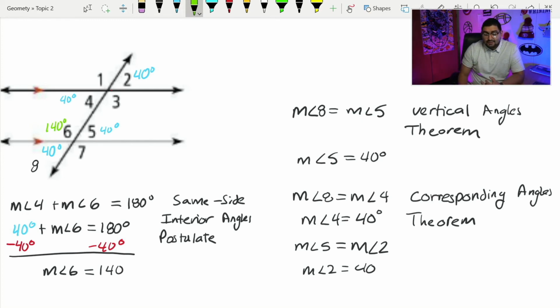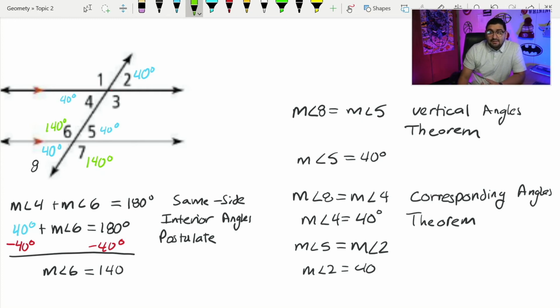And what you'll see is that angles 1, 3, 6, and 7 are actually all the same, and we can use the same reasons as before to find the other angles. By the vertical angles theorem, I know that these two angles have to be the exact same. So I know angle 7 will also be 140 degrees.